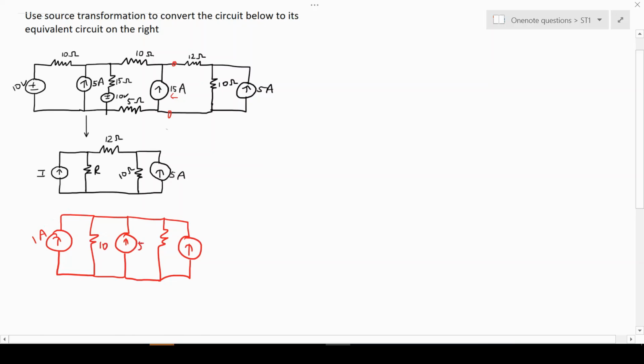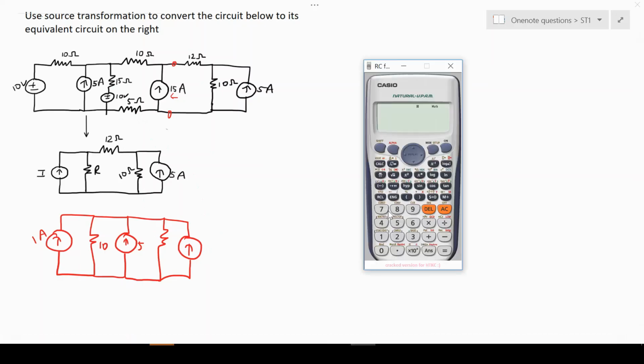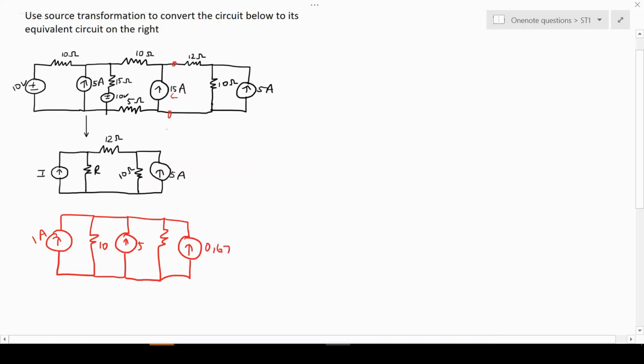This current will be 5. And we convert the 10 and the 15 to 10 divided by 15 in terms of the current value, which gives you 0.67 amps and a value of 15 ohms. Right, and the circuit should continue, but we'll consider this part for now.